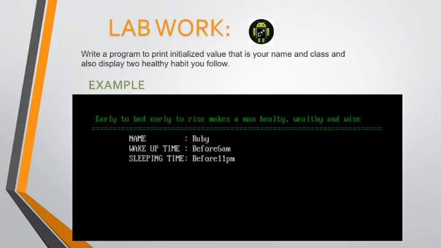So this is your lab work. Write a program to print initialized values, your name and class, and 2 healthy habits which you do. Using this example you can understand how you have to do it. First you will print, as this message is printed here, your 2 healthy habits, and then you will display your name and class. Use functions to display these and declare these functions outside the class.